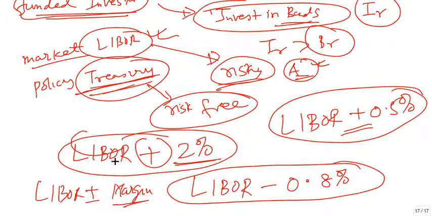So a funded investor would get the money at the current floating rate, which is the LIBOR rate, and he will determine whether he should borrow or not depending on whether his investment return is greater than the rate at which he is borrowing.